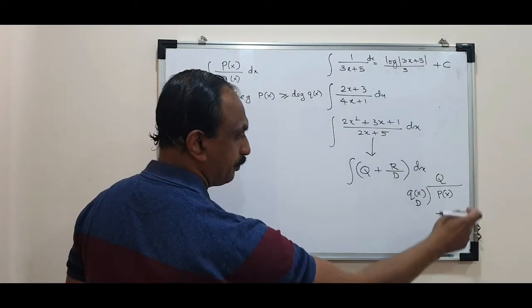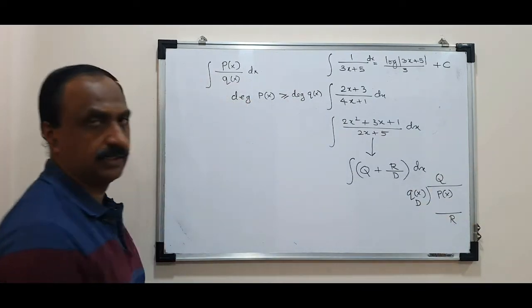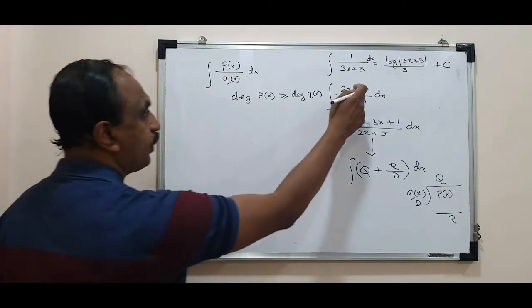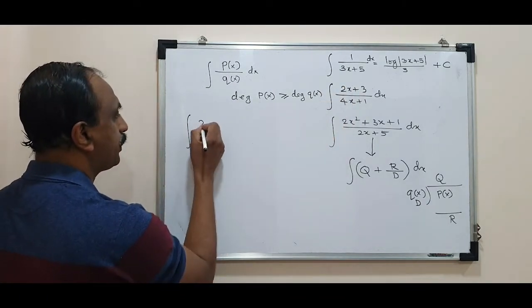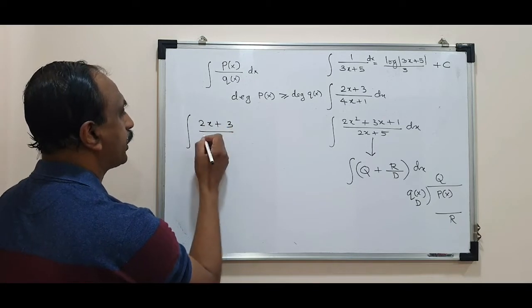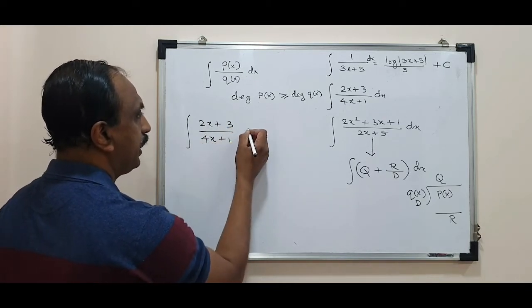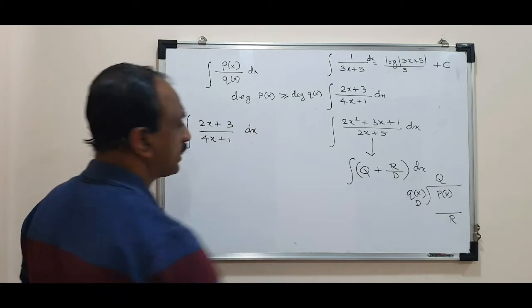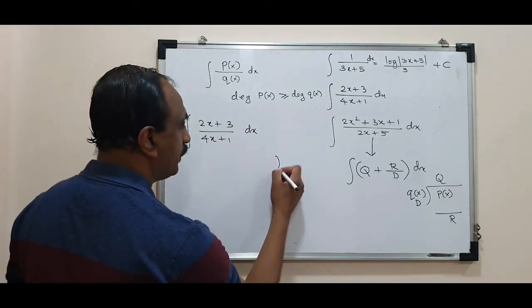So quotient plus remainder upon the divisor. We'll express it that way. So let's have a look at this problem. Integral of 2x plus 3 upon 4x plus 1. Here, one method is you can divide like this. I'll show you the division method first.